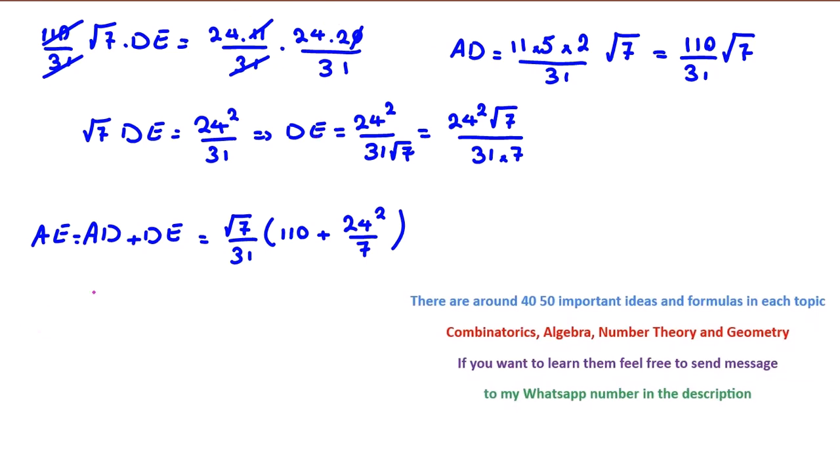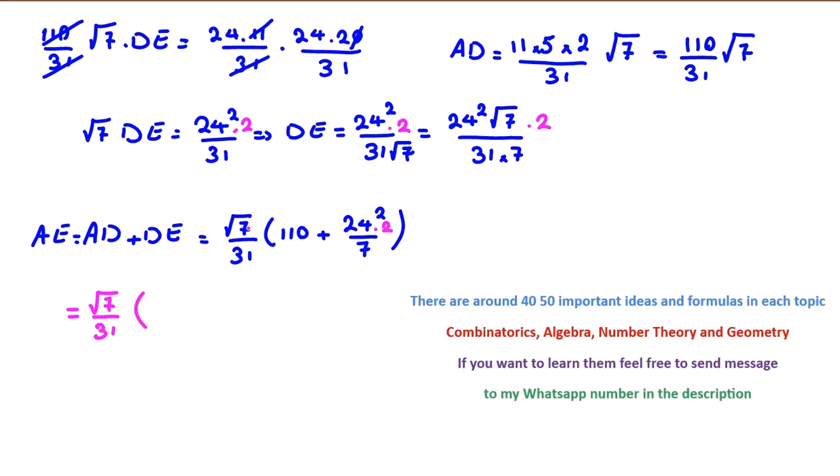Okay, now let's calculate. We wanted to calculate AE, then AF. AE is root 7 over 31, and here we can factor also. Let's see, we can factor for calculating AE. For DE, here we have 24 squared, and we also have 2, so let's multiply it by 2. Then here we have 2, and here also we have times 2.